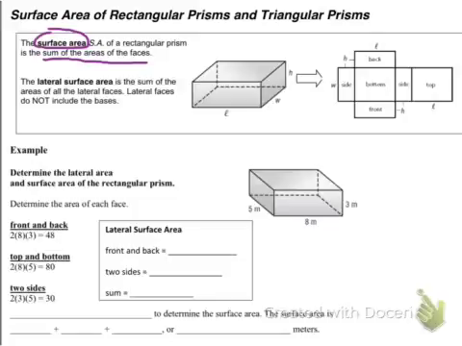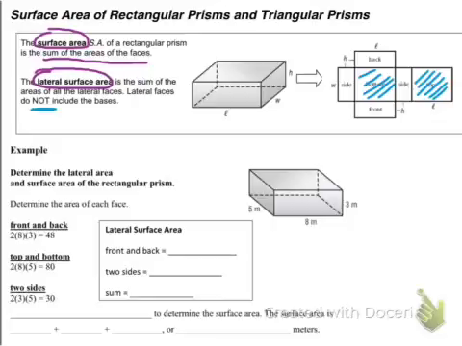And then we can also talk about lateral surface area, and that's the sum of the areas of all the lateral faces. In other words, the faces that go around, sort of in between the two bases. So lateral surface area does not include the bases. If we look at this rectangular prism here, if we wanted lateral surface area, then we wouldn't do this top and bottom piece. We would just be talking about the two sides and then the front and the back, so kind of around the figure, and that would be lateral surface area.